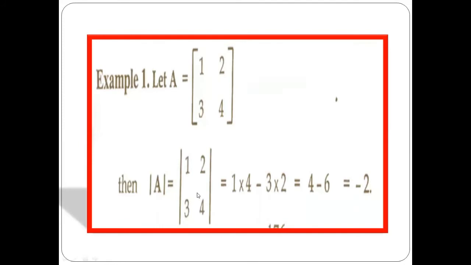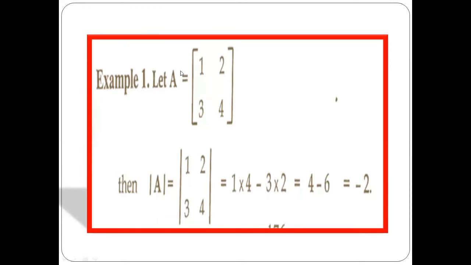The leading diagonal contains 1, 4. So first multiply 1 by 4, then the sign of subtraction, then multiply the elements of the non-leading diagonal that contain 3, 2. 1 4s are 4 minus 3 2s are 6. 4 minus 6 is minus 2.